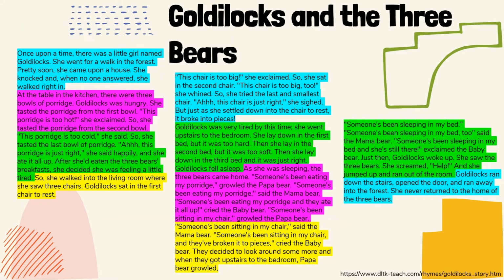Just then, Goldilocks woke up. She saw the 3 Bears and she screamed, "Help!" And she jumped and ran out of the room. Goldilocks ran down the stairs, opened the door, and ran away into the forest. She never returned to the home of the 3 Bears. Okay, now that we're finished reading, you can pause the video and read with your peers and continue the video when you are finished.